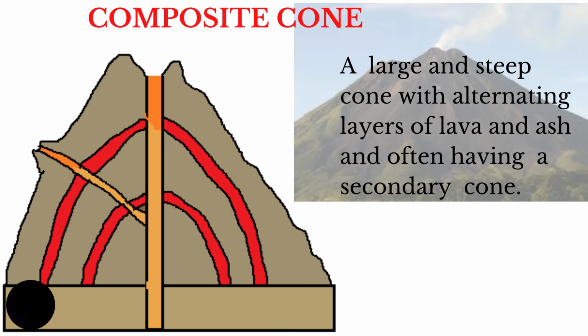And so sometimes the vent or the pipe may become plugged, and so the material may take another route, and so secondary pipes may be created, and as material flows through these secondary pipes, they may give rise to secondary cones built along the slopes of the cone.